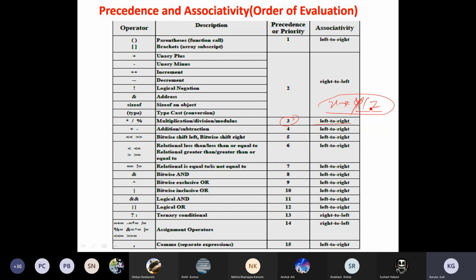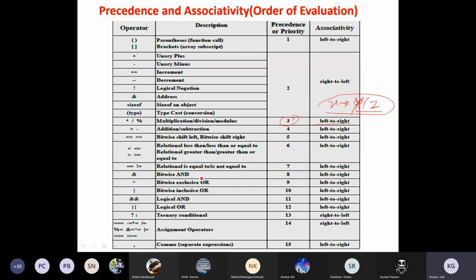Even though multiplication and division have the same priority, both the third priority, which has to be evaluated first? At that time I have to look into the associativity rule. Associativity tells me to start scanning from left to right, and whichever operator comes first, you evaluate first. In this case, multiplication comes first. That's why we do the multiplication. Clear? Is it okay? This is very important.